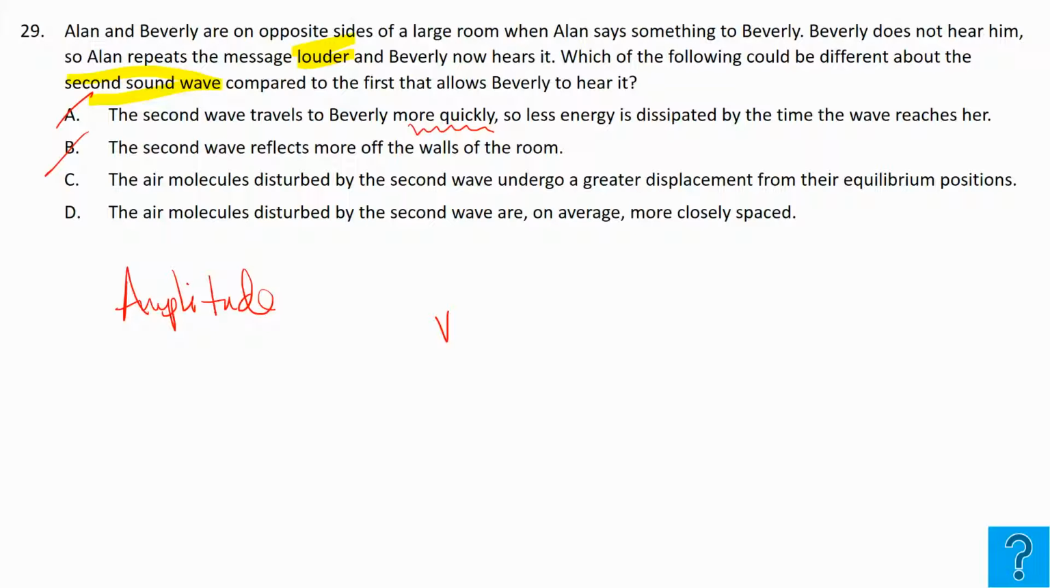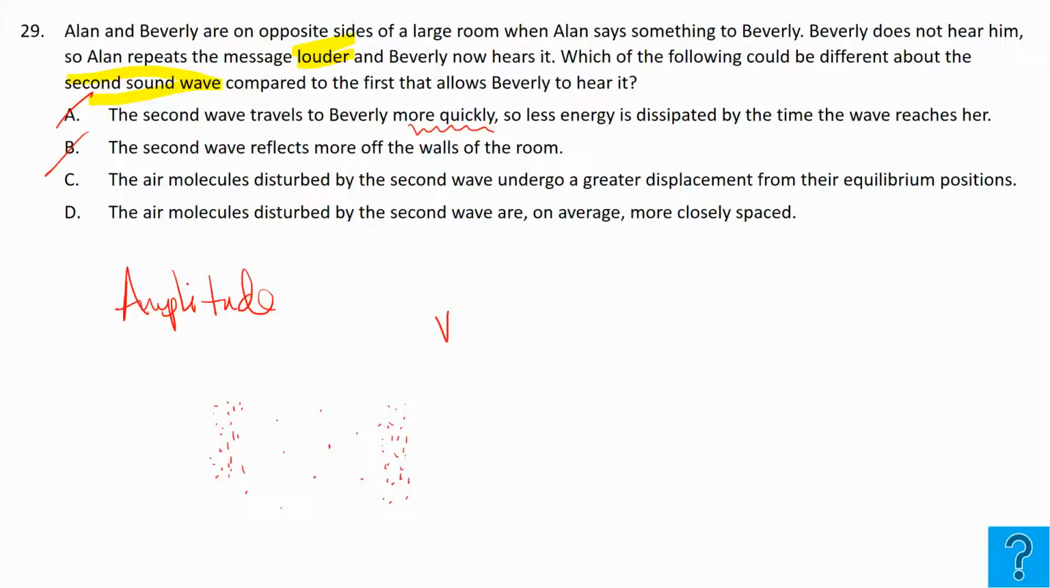Even if that was true, ask yourself, how would a person saying something louder cause the air molecules to be more closely spaced? That would require them to actually compress the air molecules. And while there is compression in a sound wave, remember it is a pattern of compressions and then rarefactions. And then compressions and rarefactions. So it's not that everything is compressed together, it's the actual movement of the compressions and rarefactions through the air.